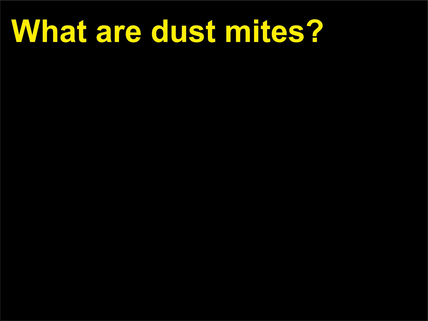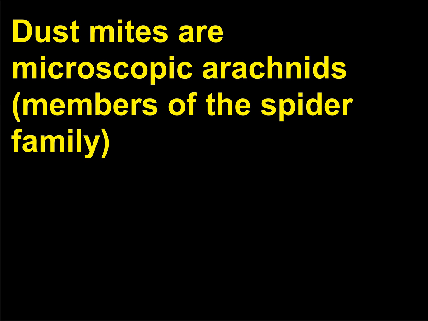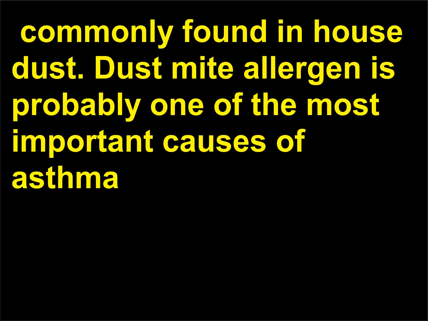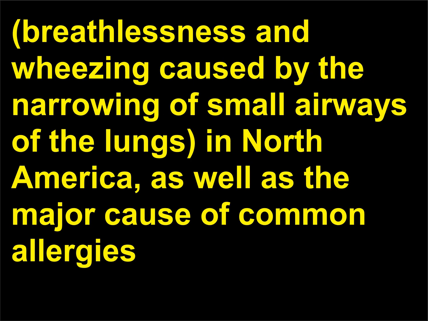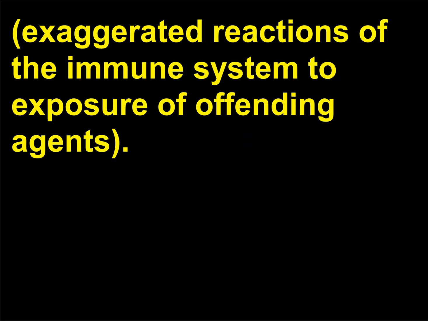What are dust mites? Dust mites are microscopic arachnids, members of the spider family, commonly found in house dust. Dust mite allergen is probably one of the most important causes of asthma, breathlessness and wheezing caused by the narrowing of small airways of the lungs, in North America, as well as the major cause of common allergies, exaggerated reactions of the immune system to exposure to offending agents.